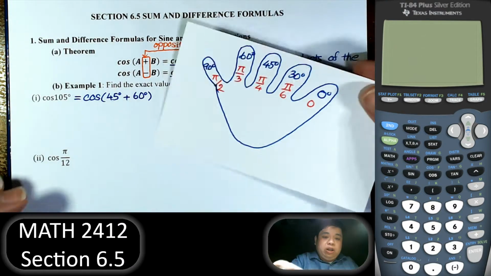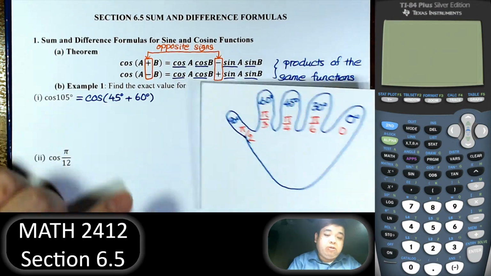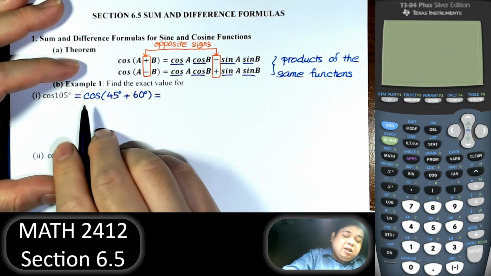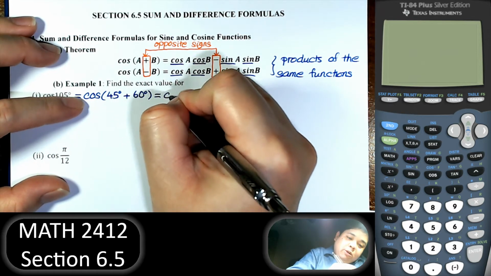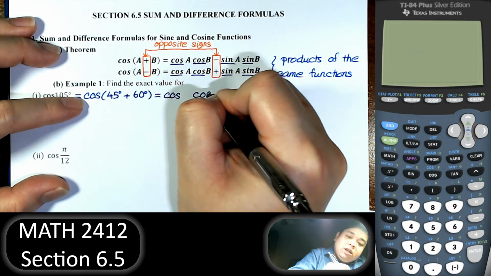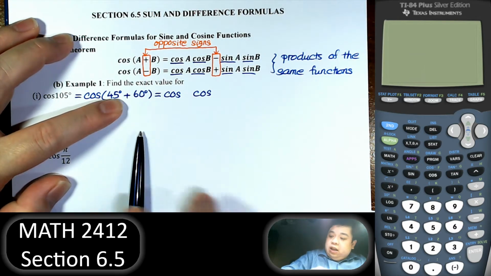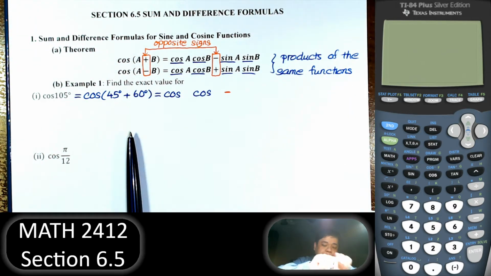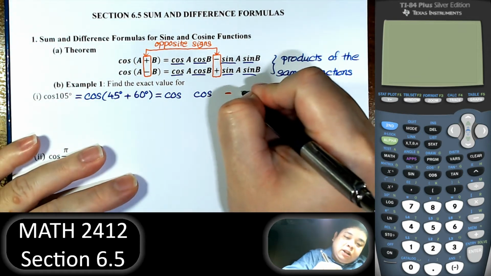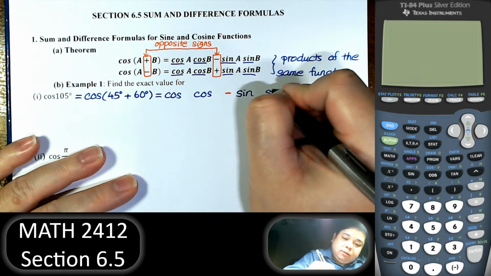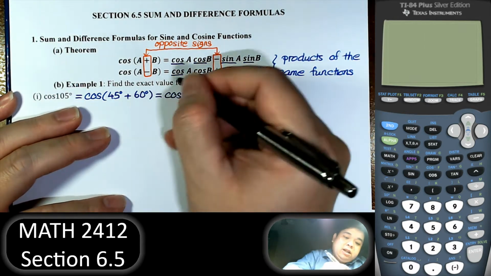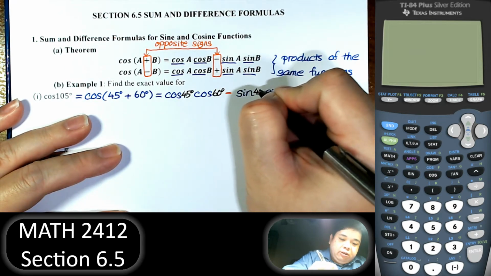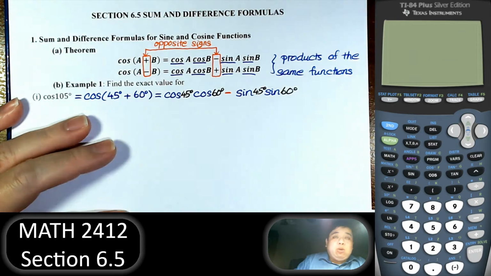In particular, we can use the hand trick for those values. Right. So first, this is the cosine of a sum. So we have cosine and cosine, a product of the same function. The sign in the middle will be opposite. This is a plus, so it will be subtract, and then we have sine and sine. The angles in this case are 45 degrees and 60 degrees, 45 and 60.